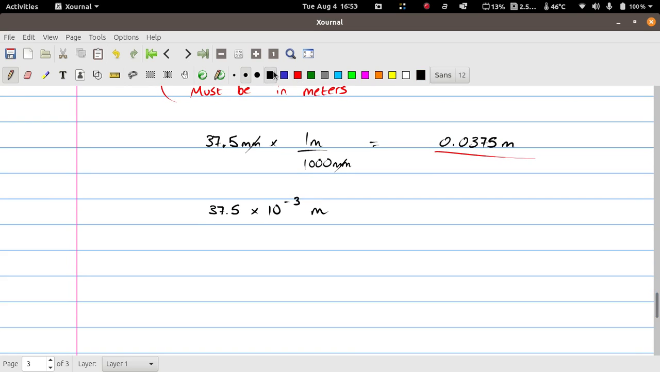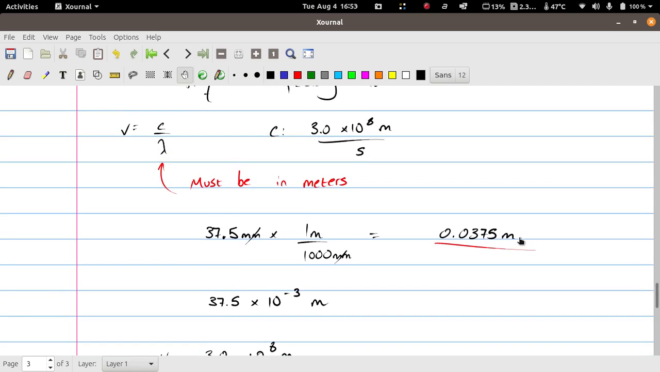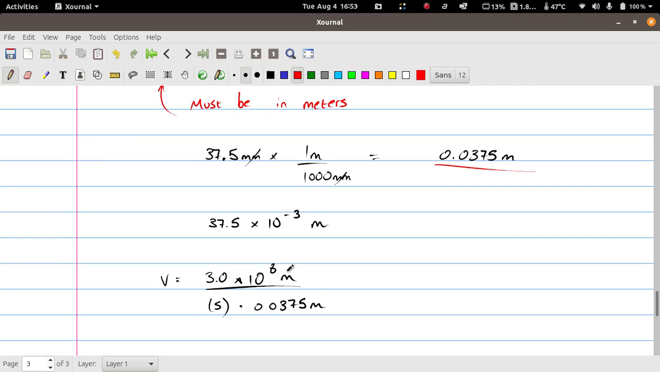Anyways, so now that we have everything we need, we just plug it in the formula. So we have wavelength equals 3.0 times 10 to the 8, if I could write an exponent right, that'd be sweet, divided by seconds times 0.0375 meters. Wow, I wrote the wrong thing. It should be V. Alright, so now our meters are going to cancel. So we're in frequency because we're in 1 over second. It's not written there, but you have 1 times, and then you have your seconds right there.